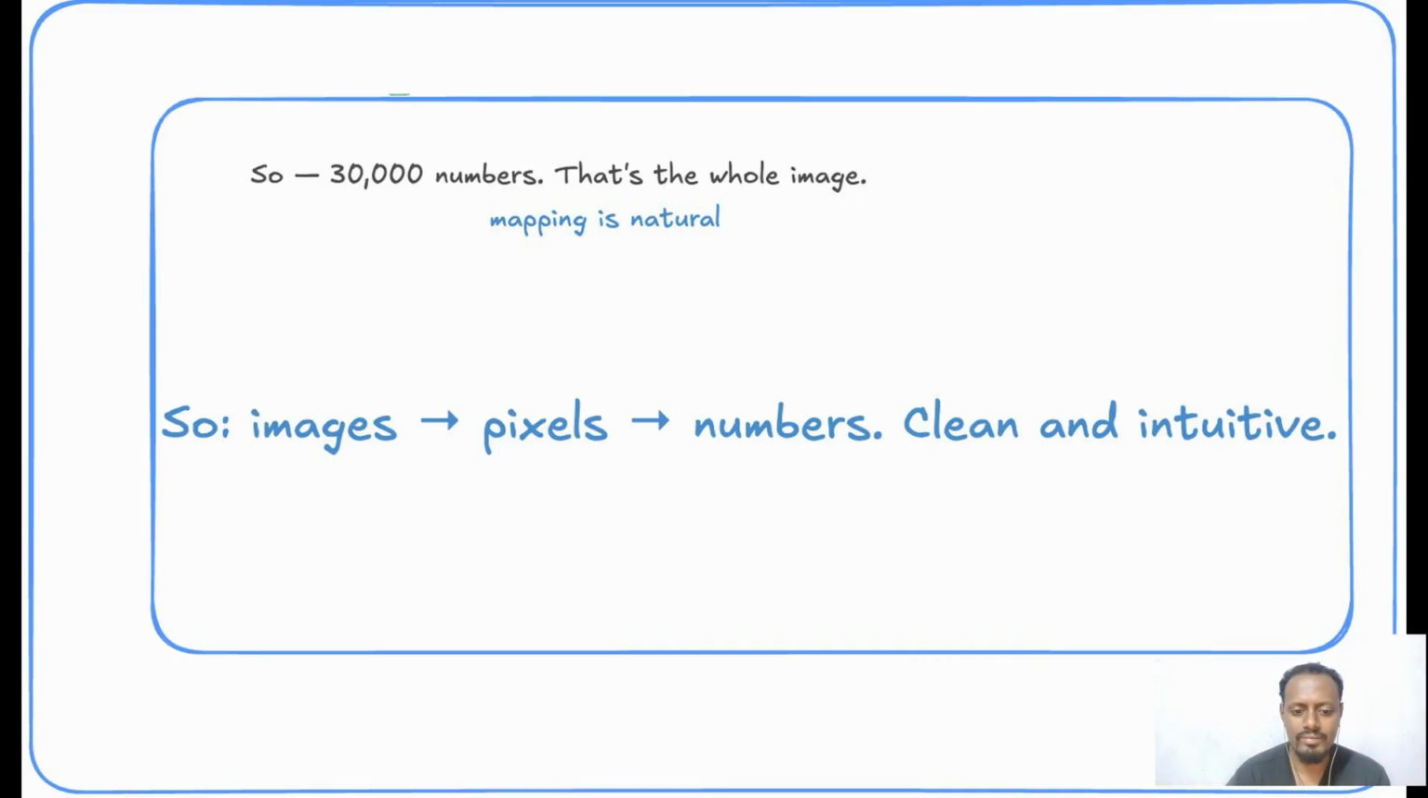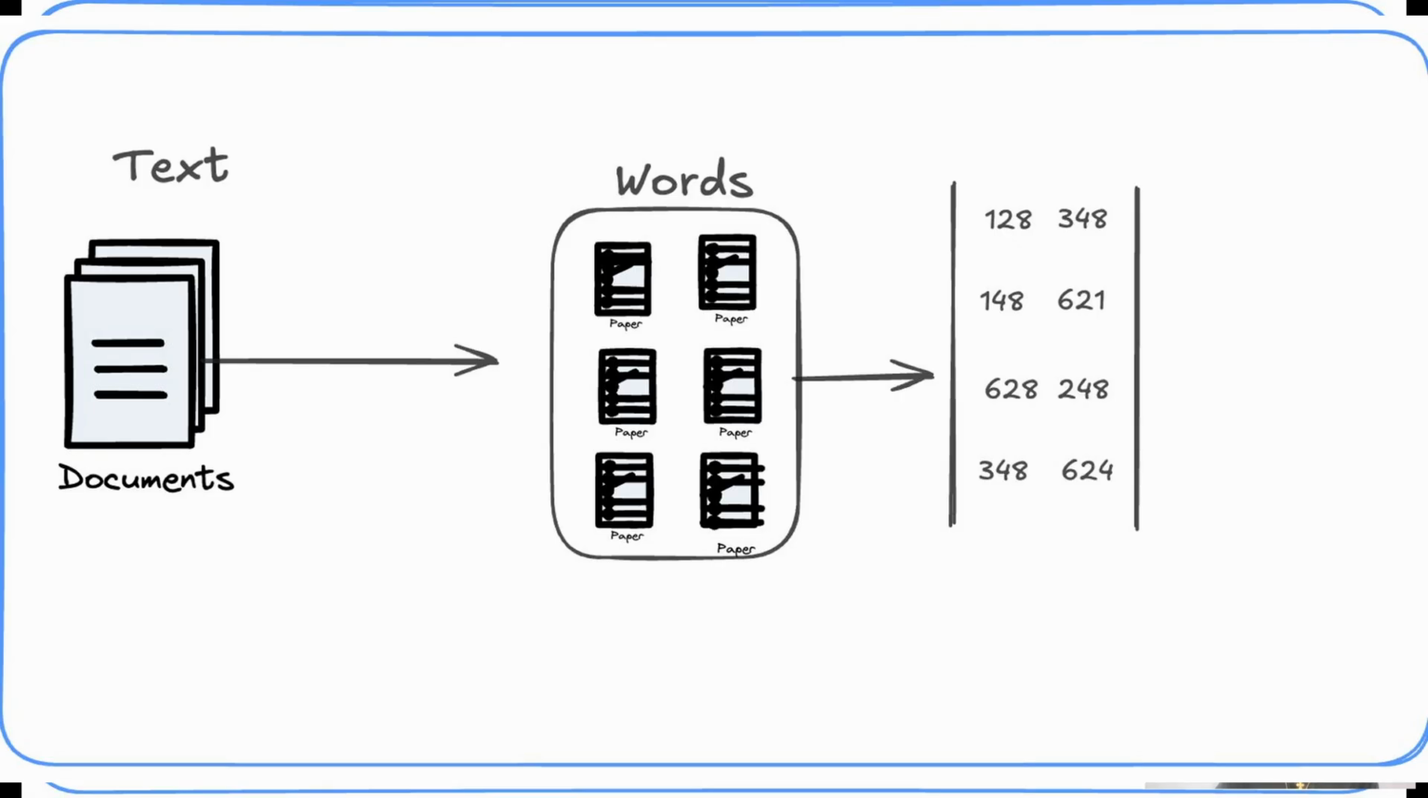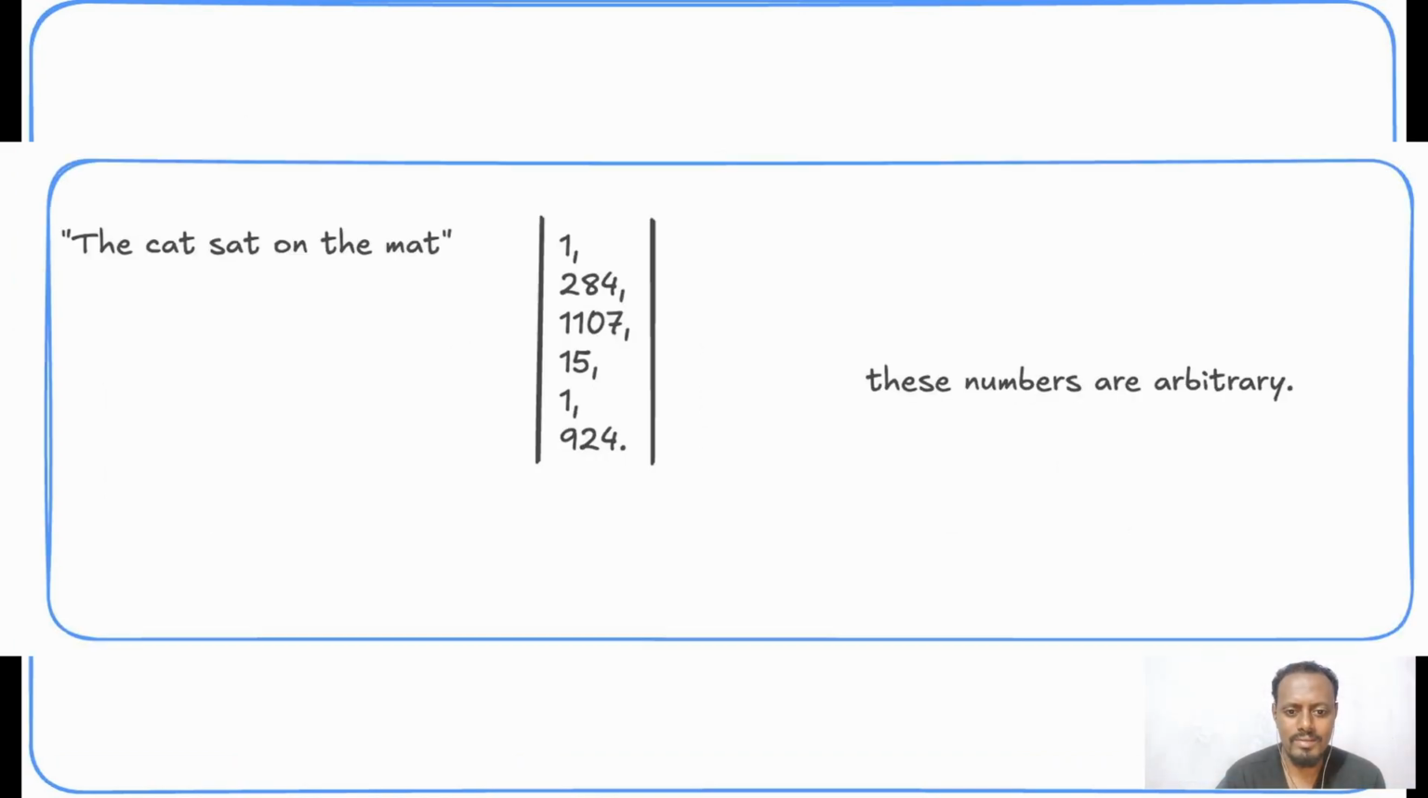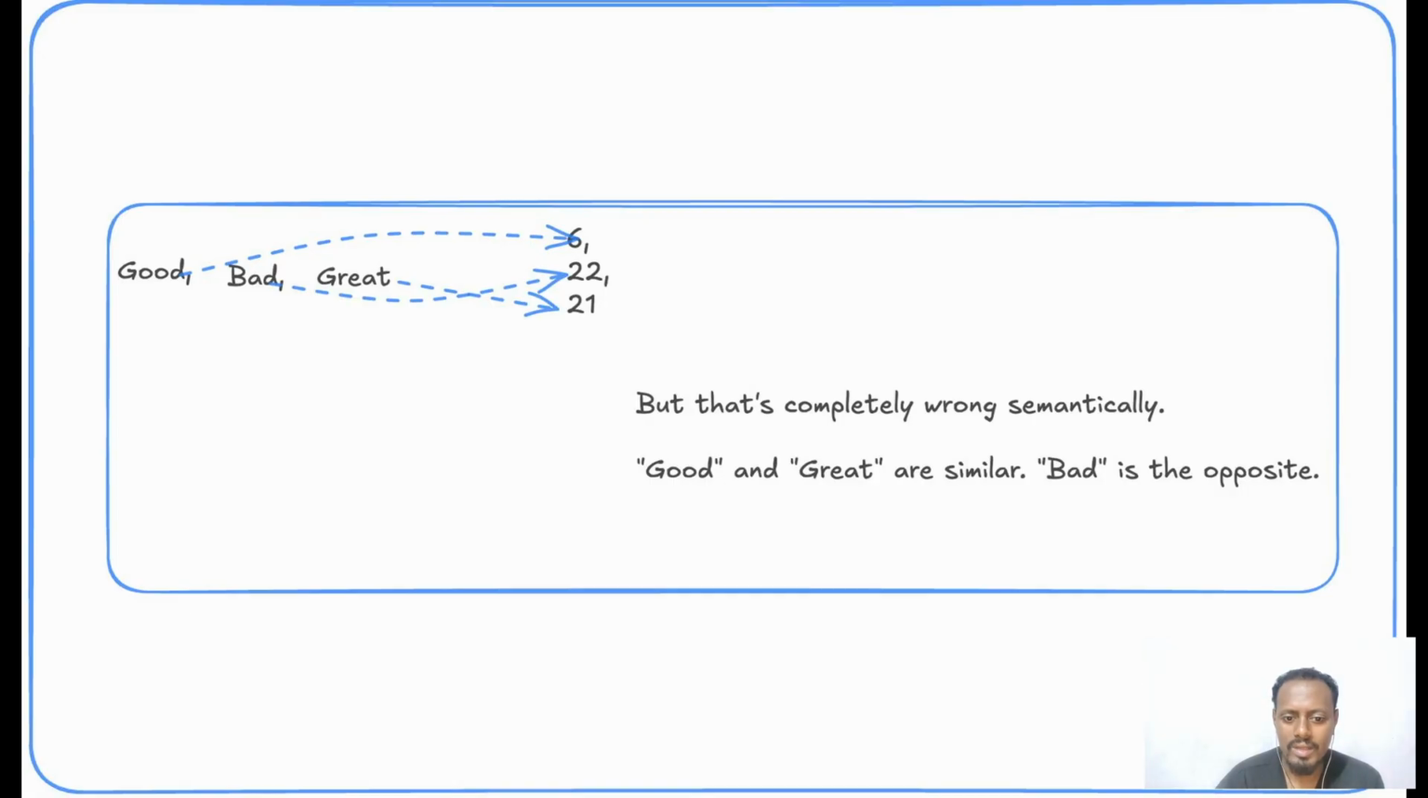Now text. This is where it gets more interesting, because text doesn't have that natural mapping. With text, you have words. Words become tokens, with an ID. And we covered that in the last video. So "the cat sat on the mat" becomes something like a list of numbers. But here is the problem, and this is really important. These numbers are arbitrary. Good might be token 6, bad might be 22, and great might be 21.